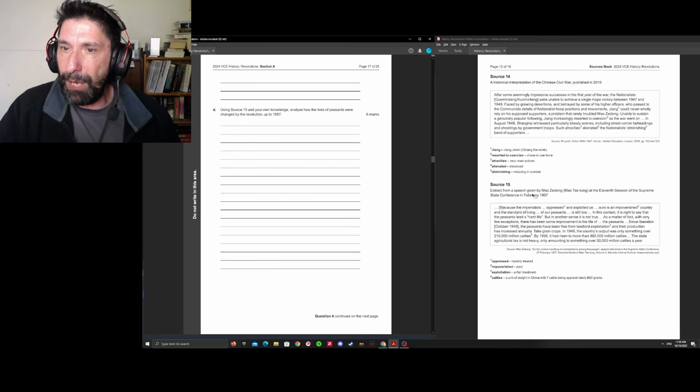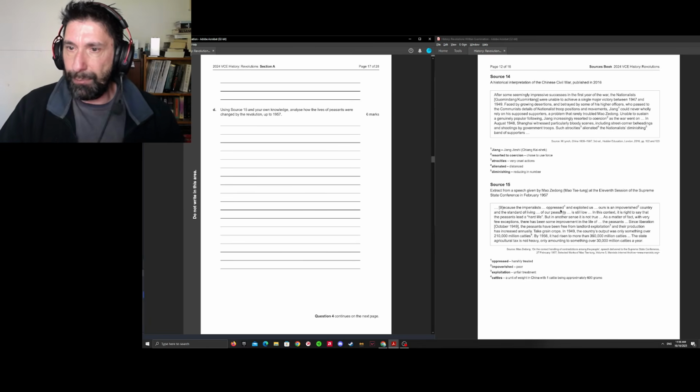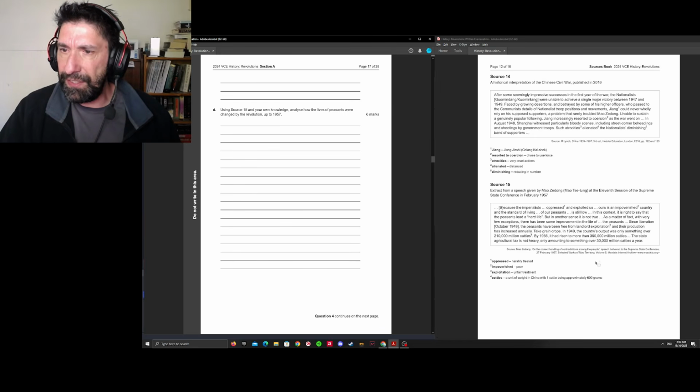Extract from a speech given by Mao Zedong at the 11th session of the Supreme State Conference in February 1957. Because the imperialists oppressed and exploited us, ours is an impoverished country. And we've got some more difficult words. If you're finding them difficult, then the examiners have given some definitions here to help you.